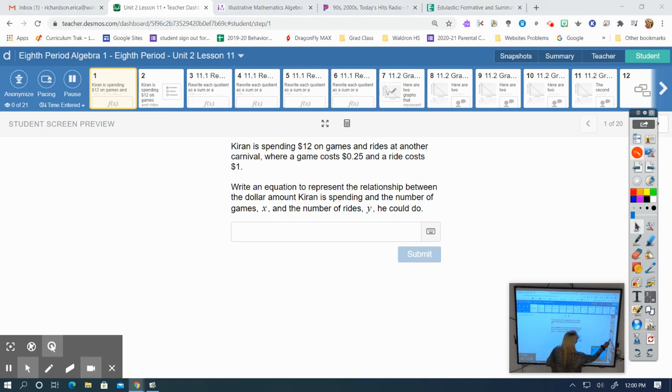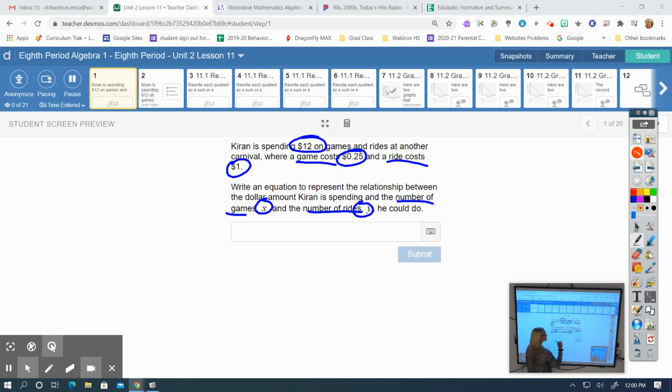So what you needed to know was that Kieran had spent $12 and that games cost 25 cents, rides cost $1. So then down here, it told you that X was the number of games and Y was the number of rides. So the equation that you should have written there was 25 cents times the number of games, X, plus $1 times the number of rides, Y, equaled 12. So that's the equation that you should have had there.